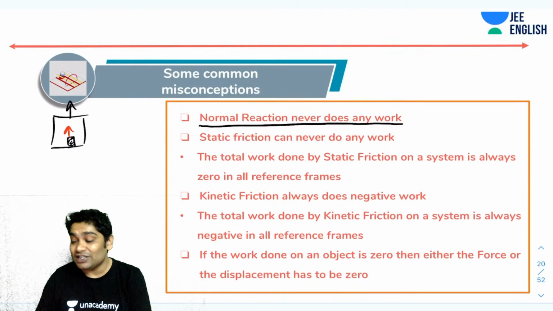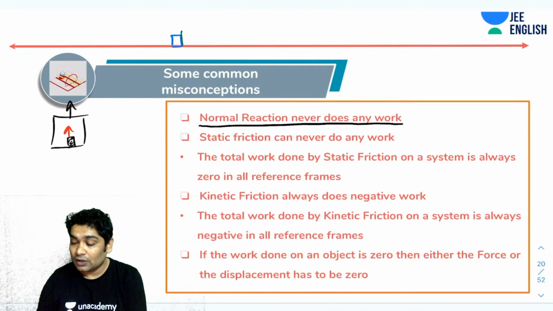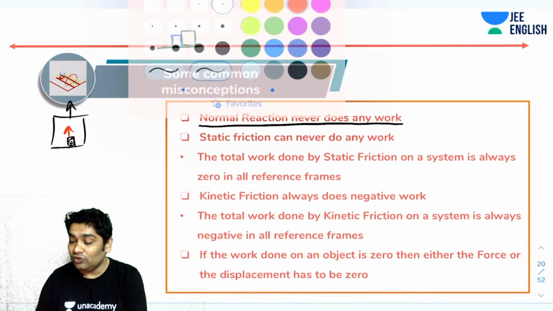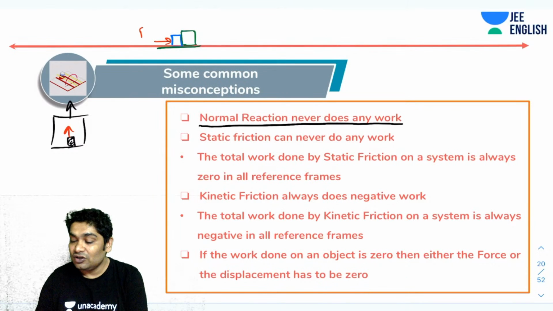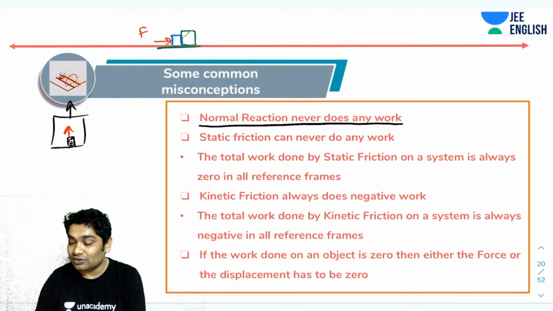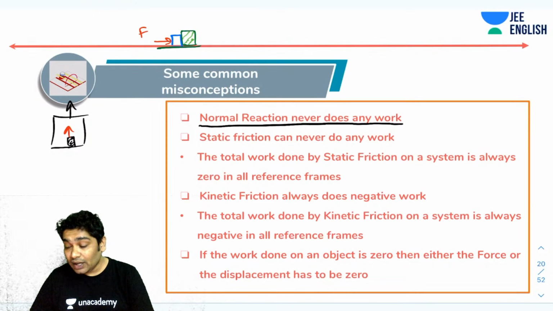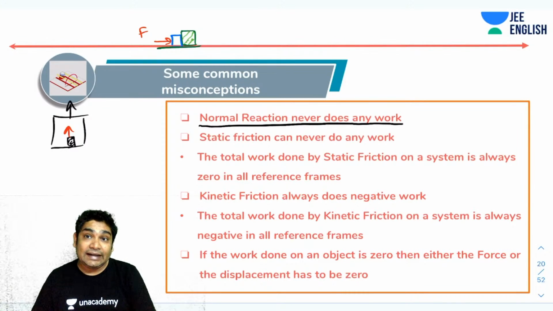In other instances, consider the situation where one block is kept in contact with another block like this, and you are forcing these two to move with the help of an external force. What is helping this guy gain the kinetic energy? The green block, it is the normal reaction. So normal reactions can do work. Next, static friction can never do any work.